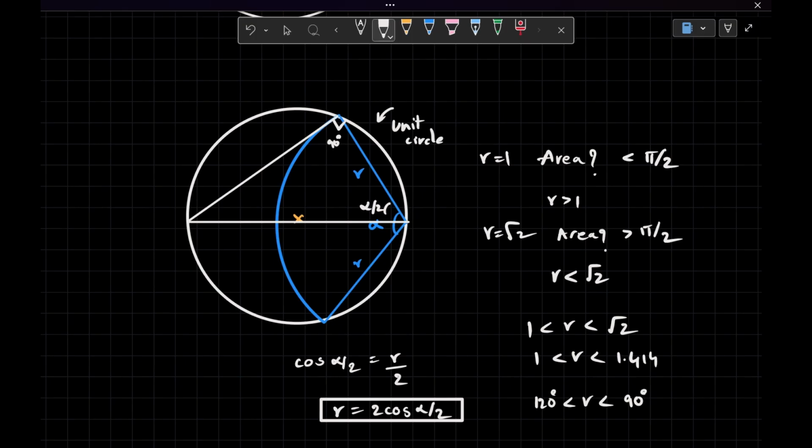Okay, moving on to the next thing. We need to find the expression for the area enclosed by this blue guy. Not only blue, also these edges, I mean. So let's do this.